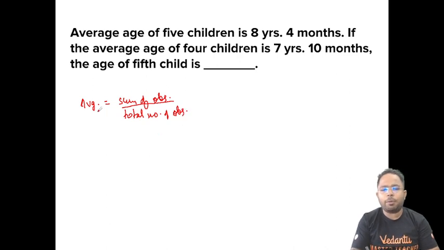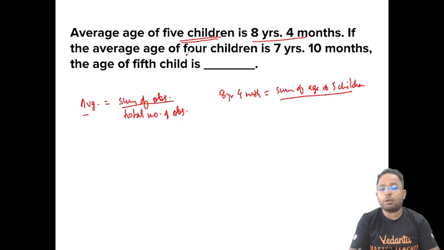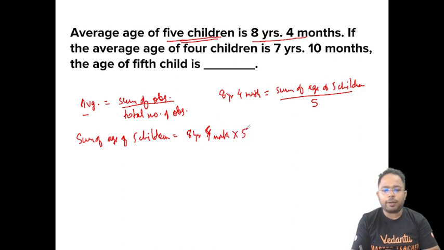Here we have been provided with the average. The average of 5 children is 8 years, 4 months. That means 8 years 4 months is the average, equal to the sum of the ages of 5 children, which we don't know, divided by the number of observations, 5 children. So the sum of the ages of 5 children would be 8 years 4 months into 5.